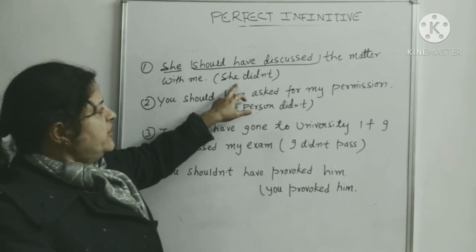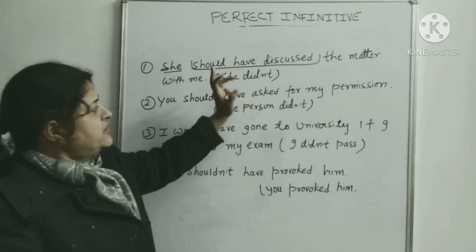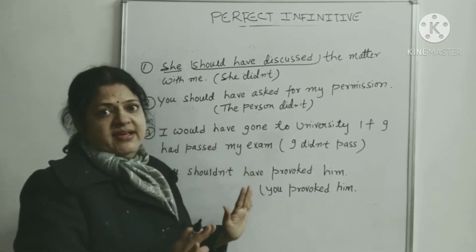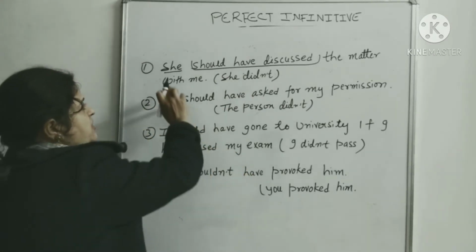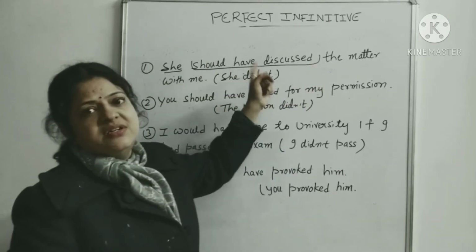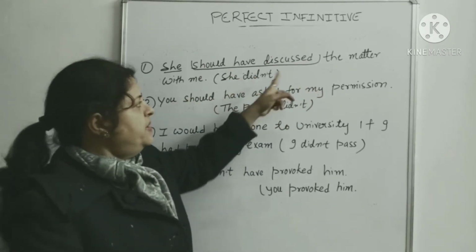तो इसमें उसने किया नहीं, she didn't. उसने इस मैटर को मेरे साथ डिस्कस किया नहीं, ऐसे आप हिंदी में बोल सकते हैं. She should have discussed the matter with me. उसे उस मैटर को मेरे साथ डिस्कस करना चाहिए था, but she didn't. उसने नहीं किया, तभी ये सेंटेंस बना.